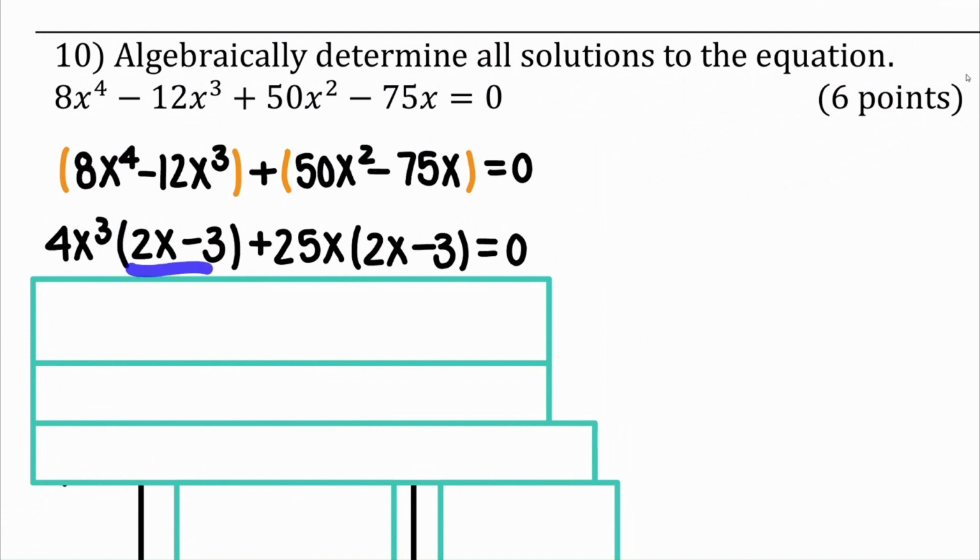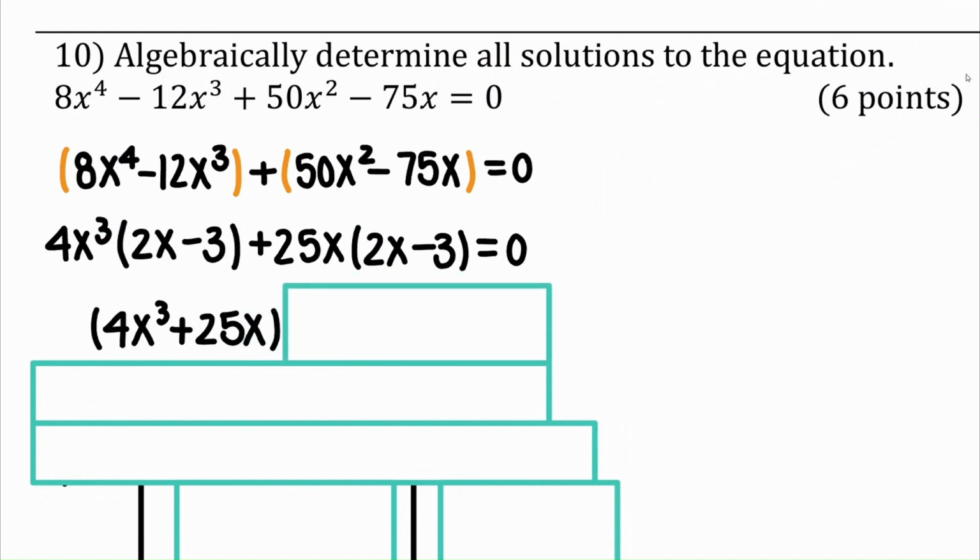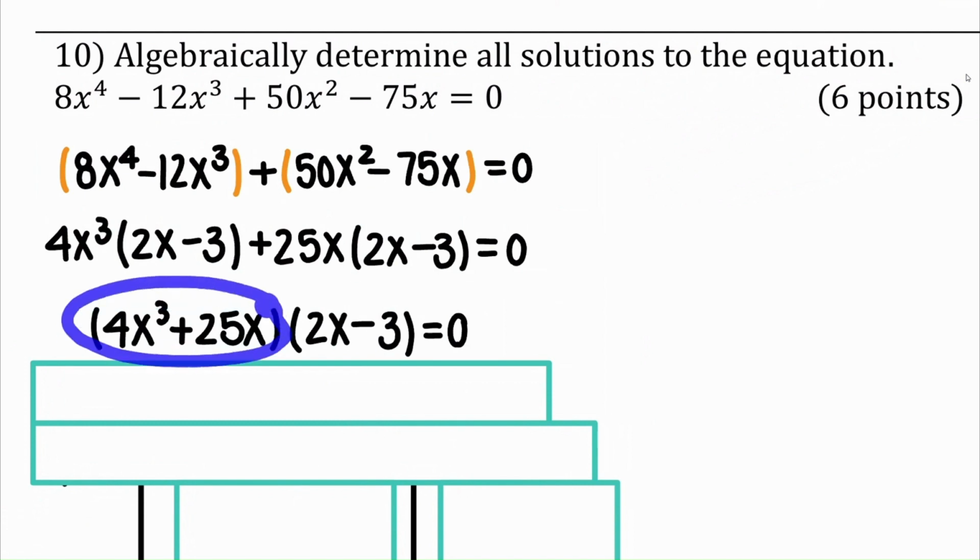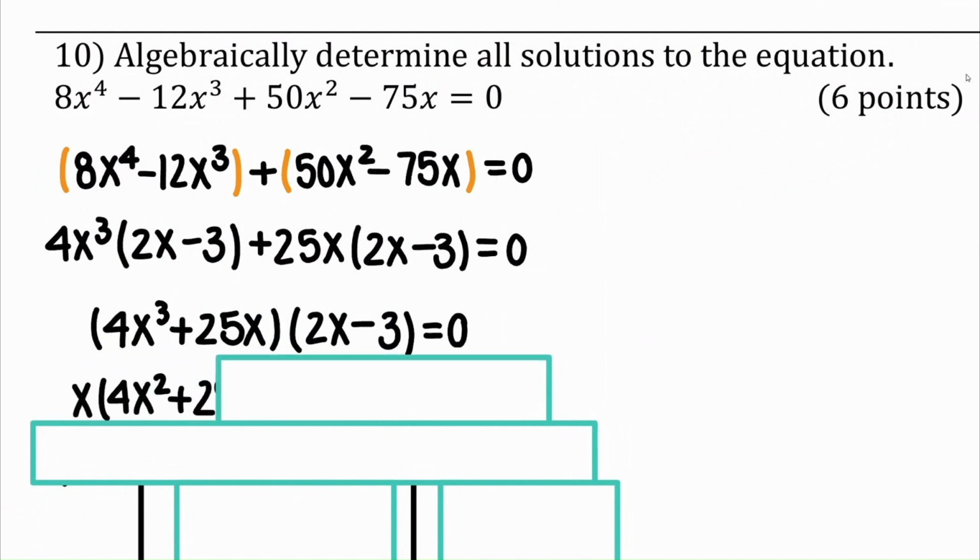And then because they have the same exact factors, we can factor that out, giving us 4x to the third power plus 25x times 2x minus 3 is equal to 0. And then from here, we can employ the zero product property. But if we notice carefully, in the first factor, we can still factor this even more. In fact, we can factor out an x. So factoring out an x gives us x times 4x squared plus 25 times 2x minus 3.